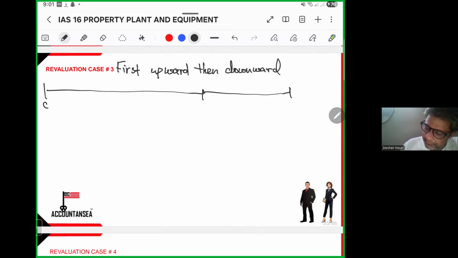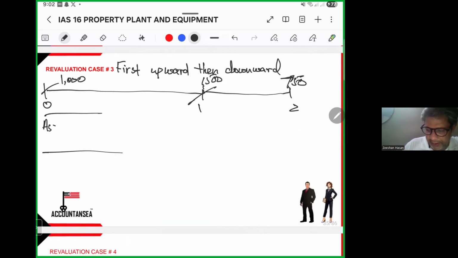Year zero, year one, year two. In year zero, we bought the asset for 1,000. In year one, its value goes up to 1,500. And in year two, its value goes down to 750. So when we purchase the asset in year zero, we all know what it will be: asset debit 1,000, cash credit 1,000.